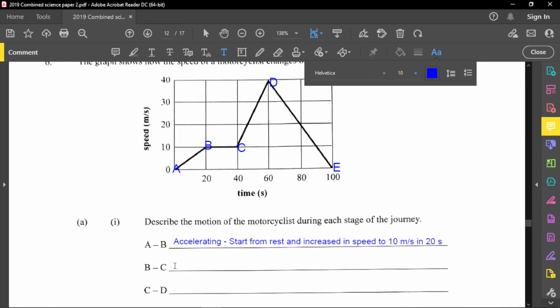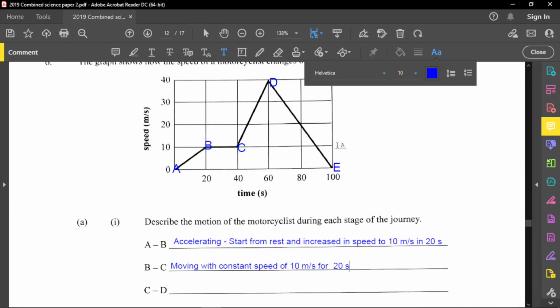All right, let's go to part B to C now. In part B to C, what is taking place here? What you notice is that the speed is not changing. So we're going to say it's moving with steady speed, or constant speed. Constant or steady speed doesn't really matter. You can also explain this by saying it moves at a constant speed of 10 meters per second for, from 20 to 40, 20 seconds.